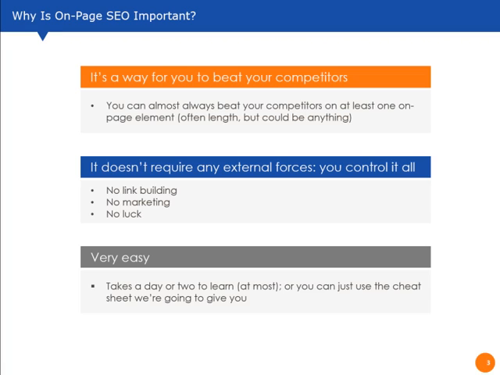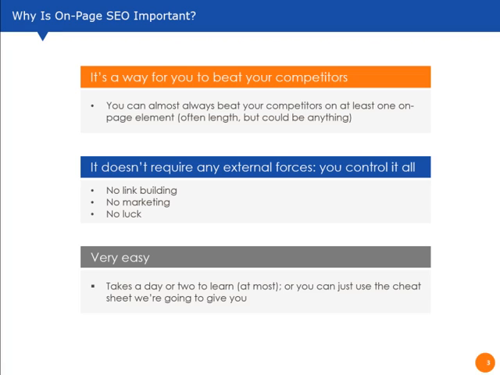But first of all, why is on-page SEO so important? It's a way for you to beat your competitors. You can almost always beat your competitors on at least one on-page SEO element. Often that could just be length, but it really could be anything. So these are things that do not require any external forces. You are in complete control of it all. It's on your site. You can do with it what you will. There's no link building, there's no marketing, and there's no luck.